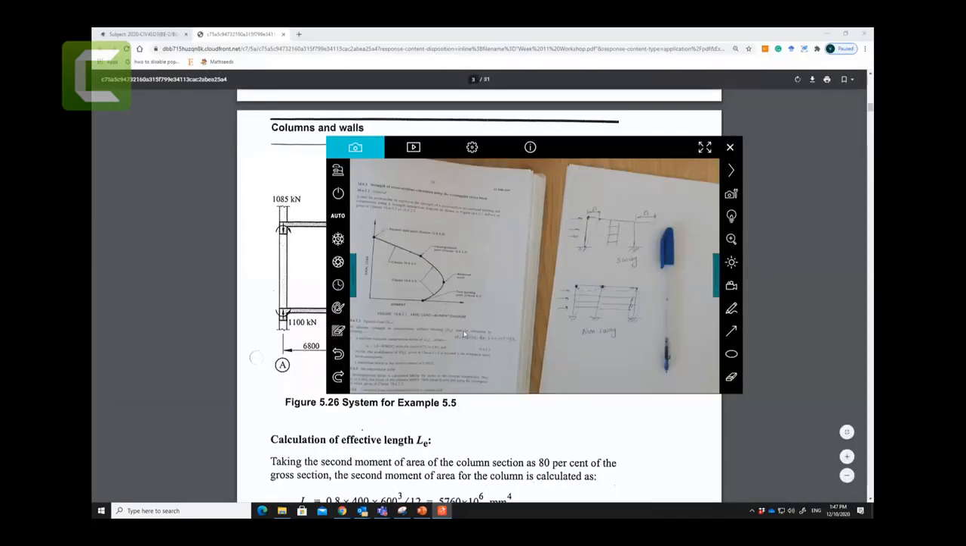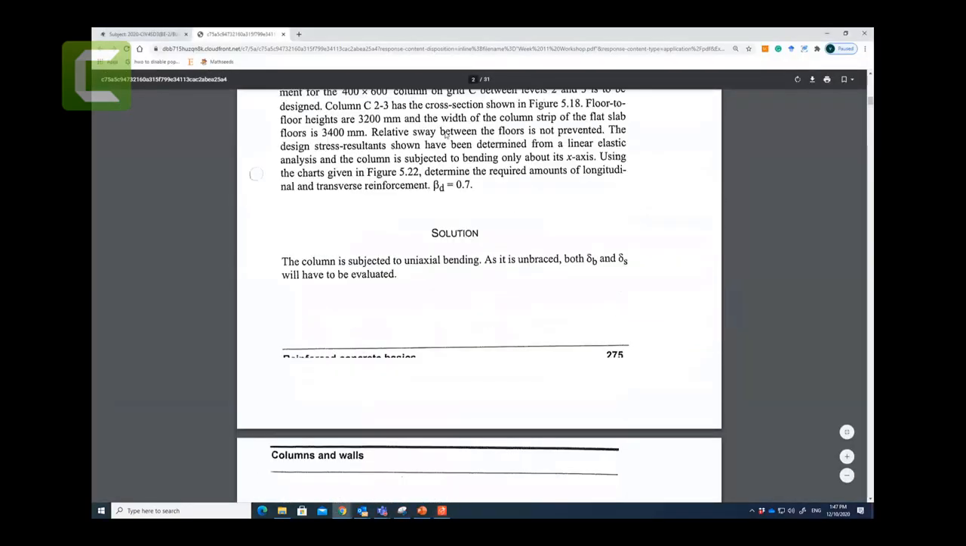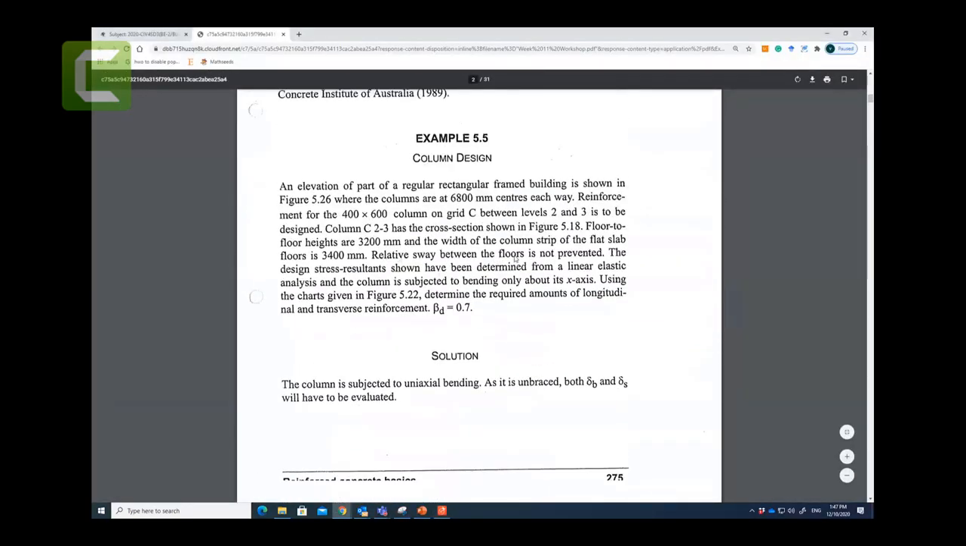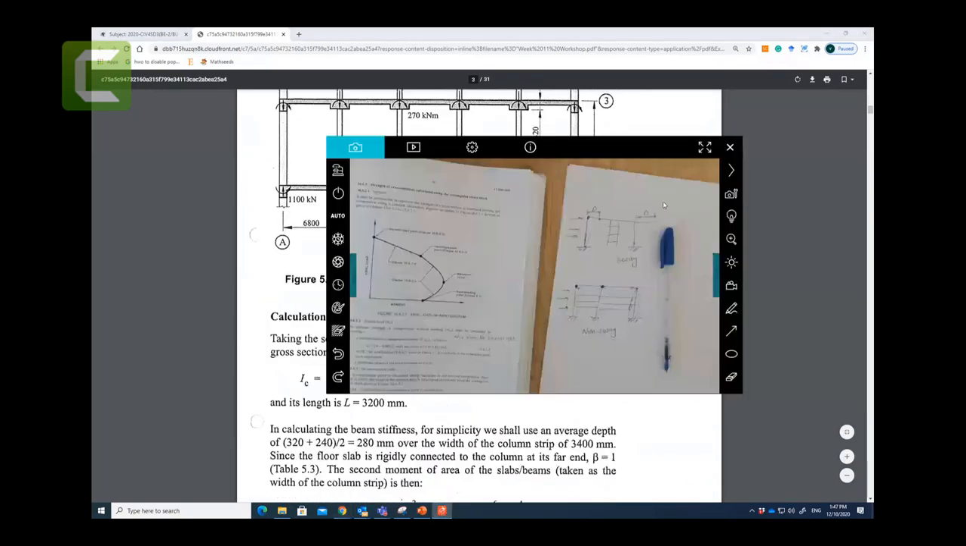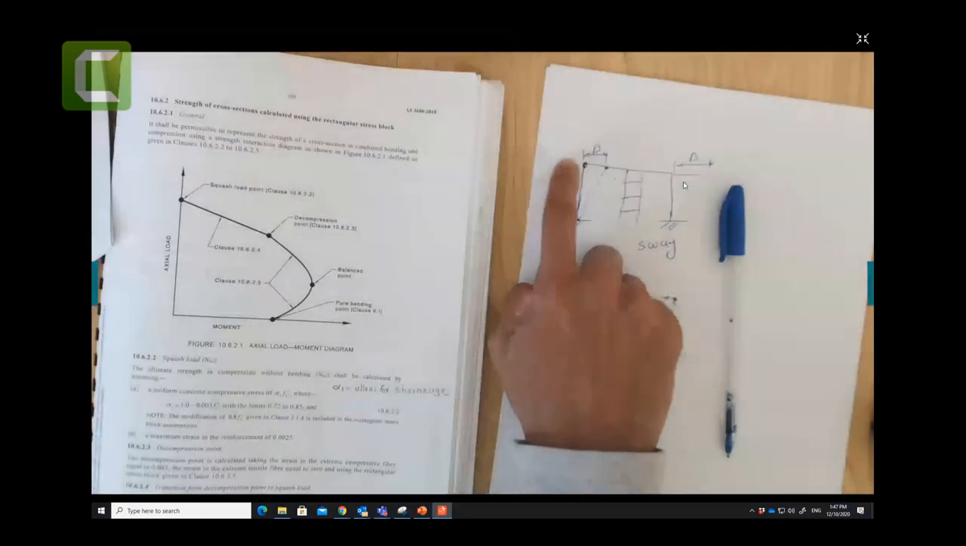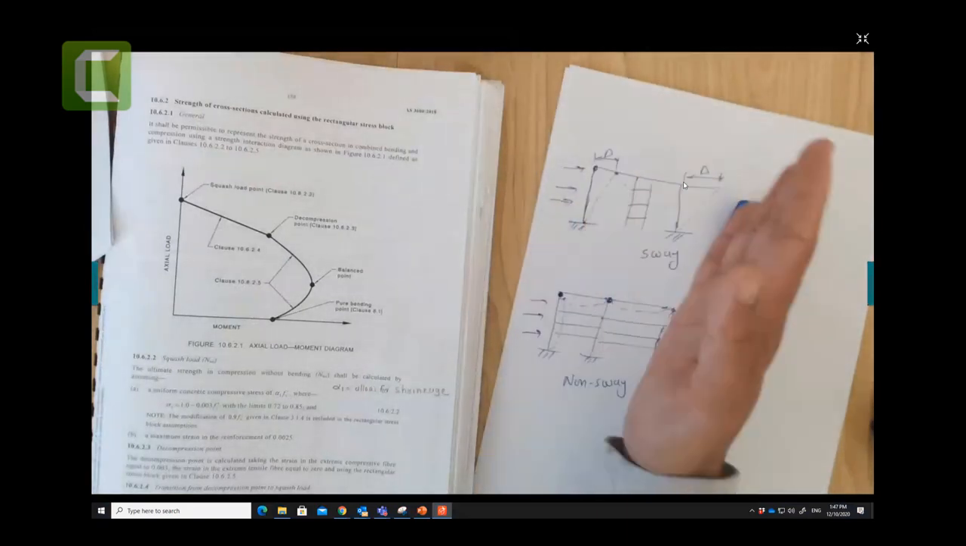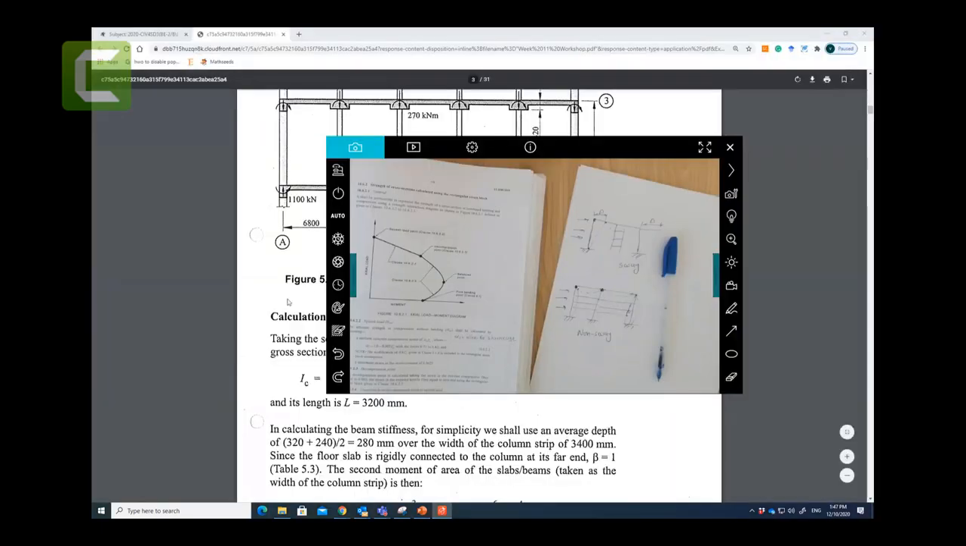So in our example, what does it say? In the example, it says that relative sway between the floors is not prevented. So not prevented means it happens. We can't prevent this relative sway, so they will sway.